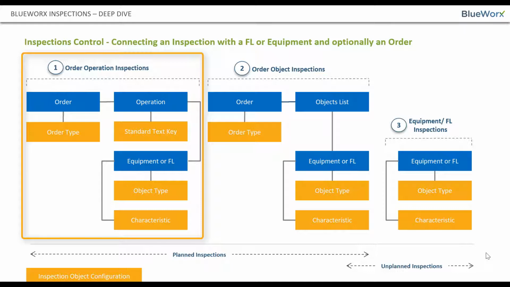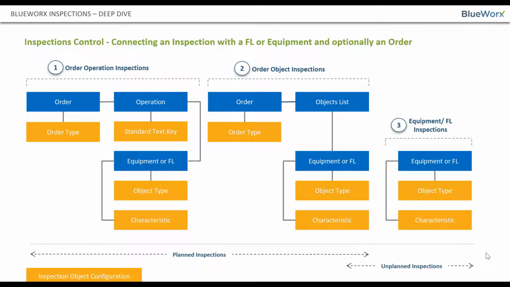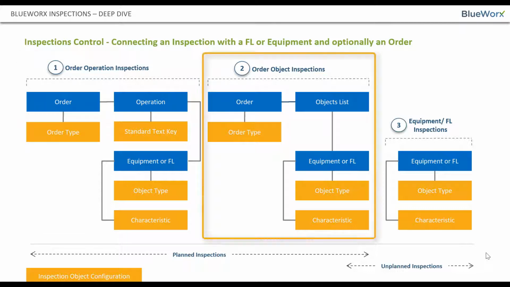So that's a fine level of control, if you like, over the inspection that's being undertaken. The next level down is just an order object inspection. In this case, we lose the standard key, but we have all those other controls in there. For this order type, for this object type, and for this characteristic value, we can control what inspection is made available within the inspection list against the order objects, as opposed to the equipment or functional location that is set at the operation level in example 1.